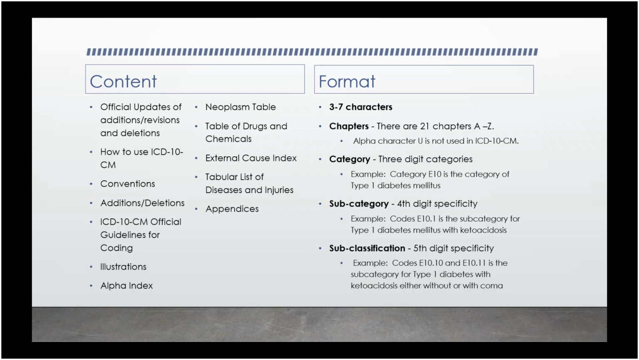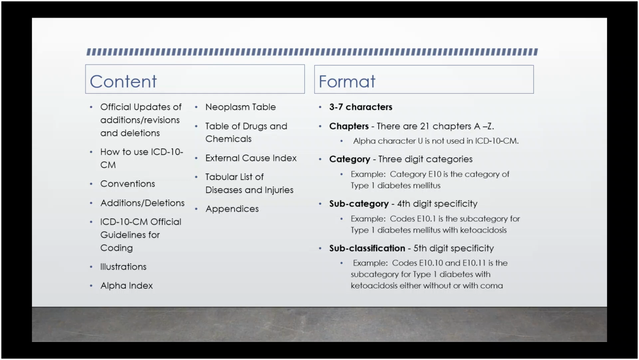The format within the book, we have codes that are actual codes that we report from 3 to 7 characters. You do have an appendix within your ICD-10 that has 3 character codes that are acceptable. So if at any point you're wondering, is this an acceptable 3 character code, you can go to the appendix versus looking in the tabular, but you can always look it up in the tabular as well. So we have 21 chapters, A to Z, except for U. They do not use U.